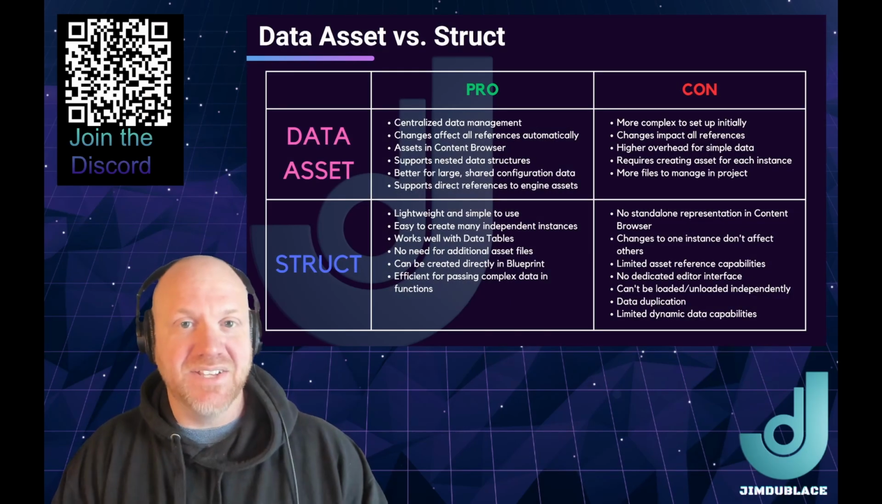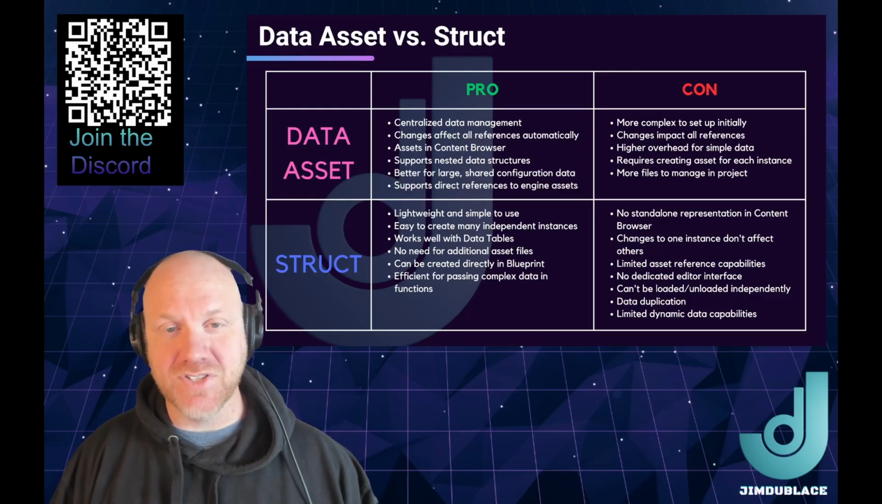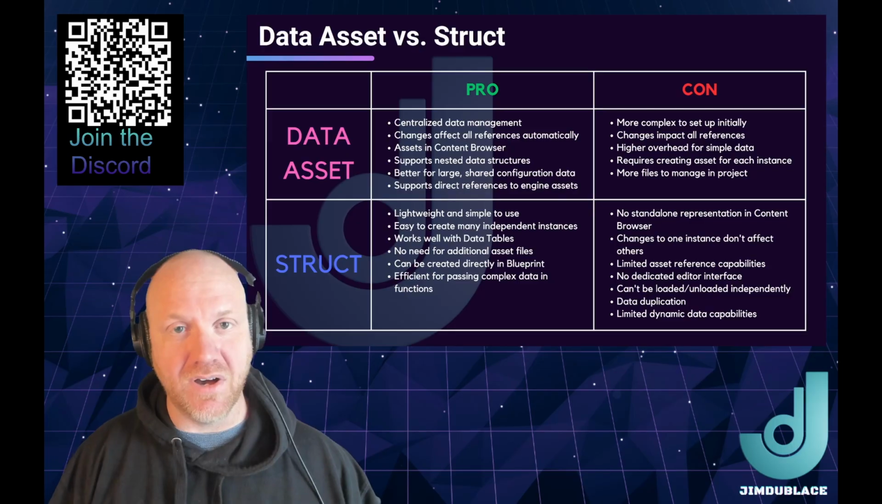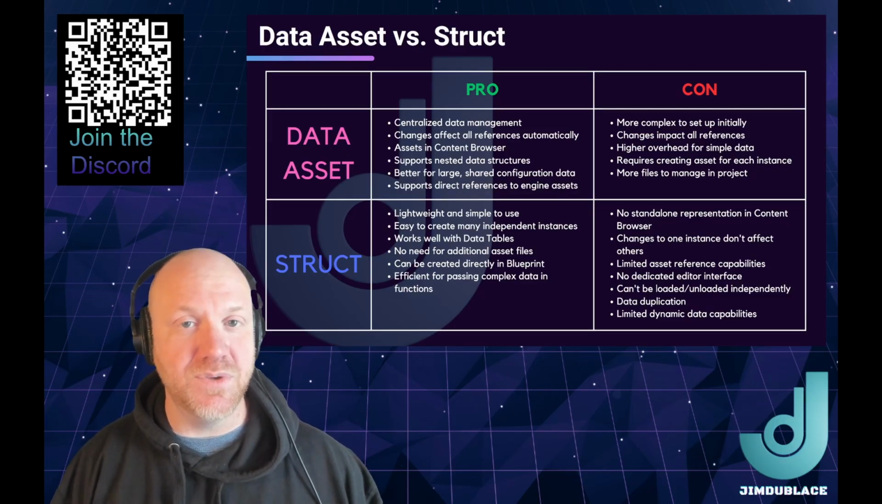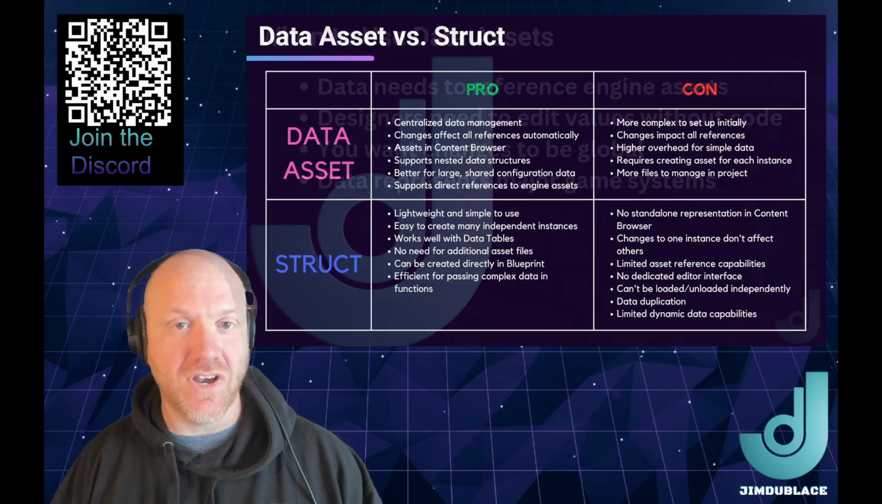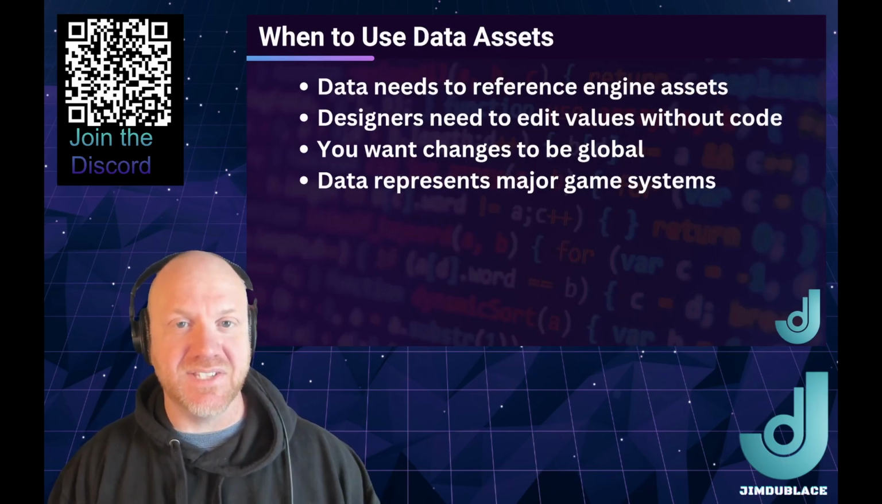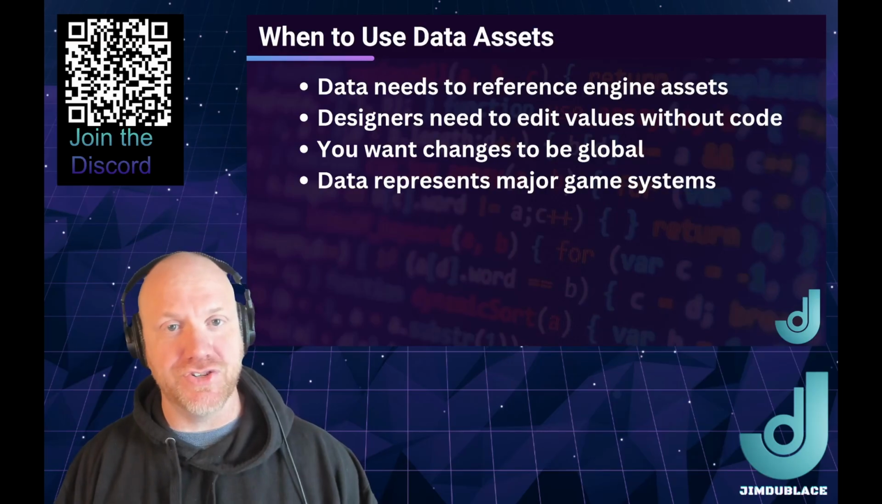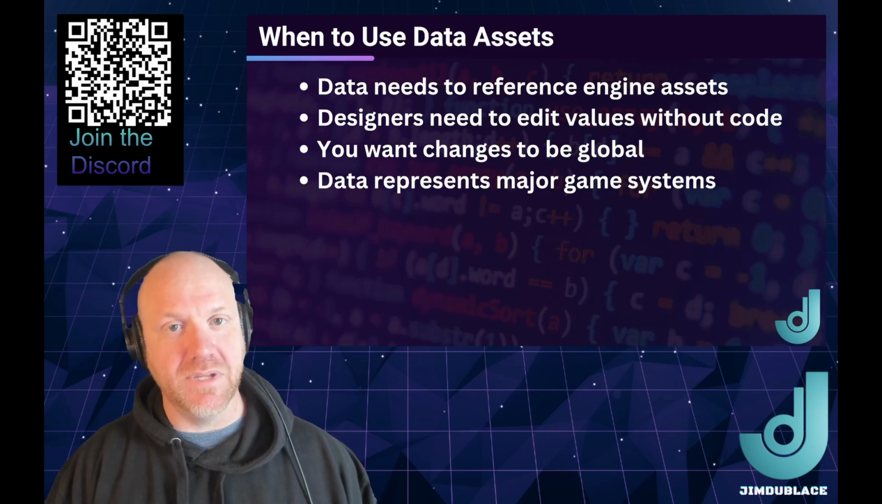Now, data assets aren't the right tool for every job. In some ways, a struct could be better. So I've prepared this list of pros and cons so you can compare the advantages and disadvantages of using a data asset or a struct. These are just some general guidelines on when I think a data asset is the better choice over a struct. If your data needs to reference engine assets, I think that data assets are probably the better choice.